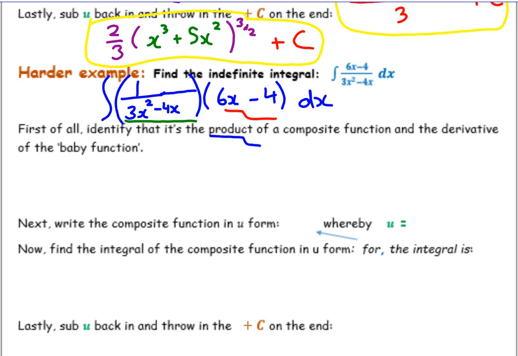So we've done that. Next, write the composite function in u form. So this composite function, the thing I've underlined in green, how could you write it in u form? Let's do 1 over u to start with. I'll do that in blue. So 1 over u, whereby u is 3x squared minus 4x.